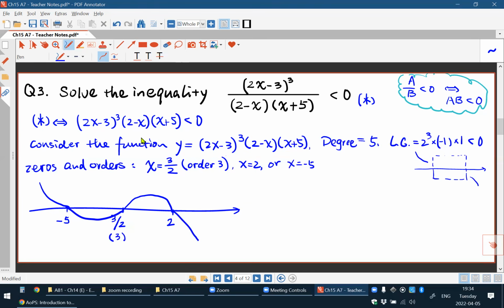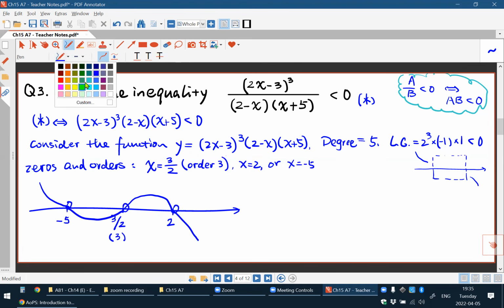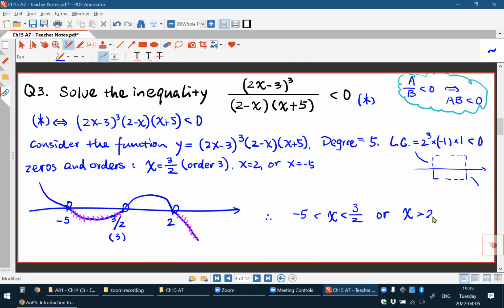Our task is to find any interval that makes this function less than 0, right? So first of all, zeros cannot be included. So we use circles to explicitly exclude them from the solution. And next, to find any interval that makes this function less than 0, apparently this interval will do. Also, this interval will also do, right? Therefore, the final solution is x is either between -5 and 3/2, or x can also be greater than 2, right?